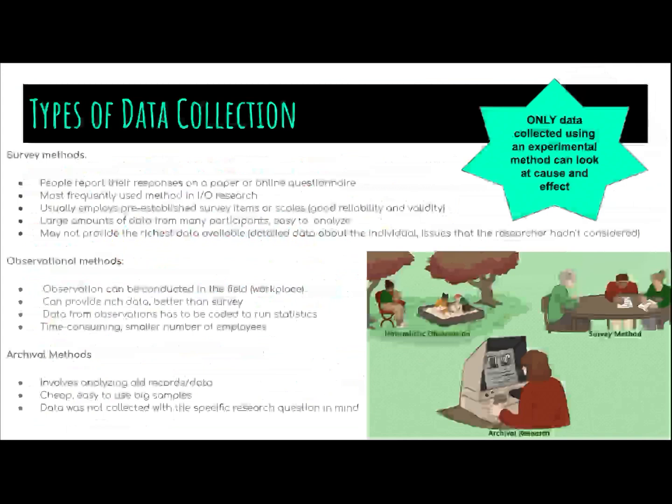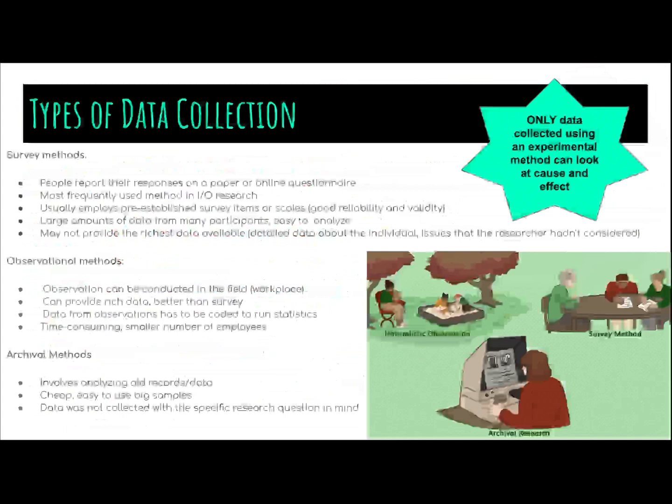Next, we'll talk about observational methods. This is when we observe things to collect our data. Observation can be conducted in the field or the workplace, which makes it very valuable. It can provide richer data than a survey, since you're right there in the workplace watching it with your own eyes. However, data from observations has to be coded to run the statistics. Because you're writing down words that you're observing, those then have to be converted into numbers in order to do some statistical analyses. The other problem with observational methods is that they're time-consuming and usually involve smaller number of participants.